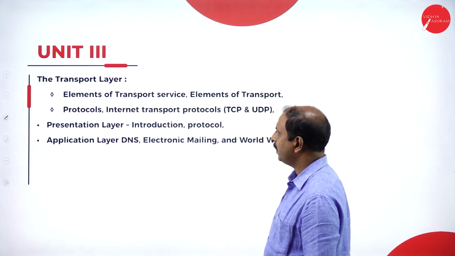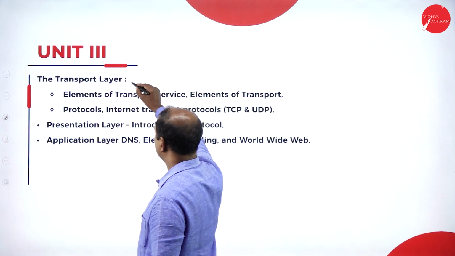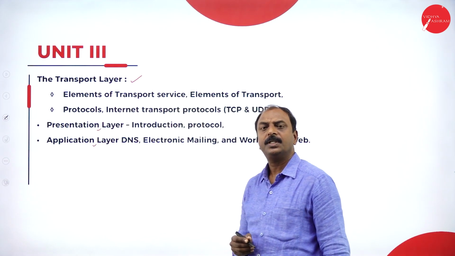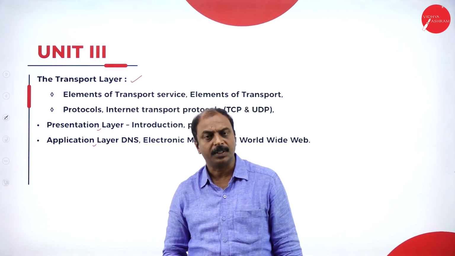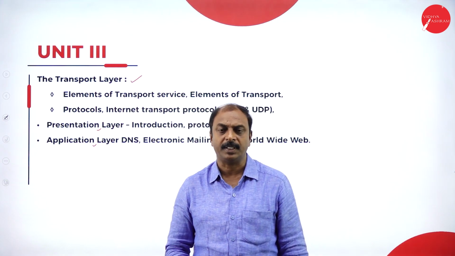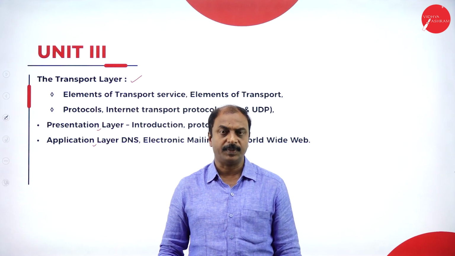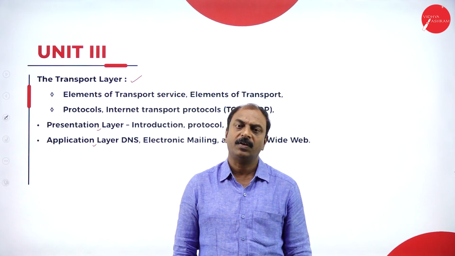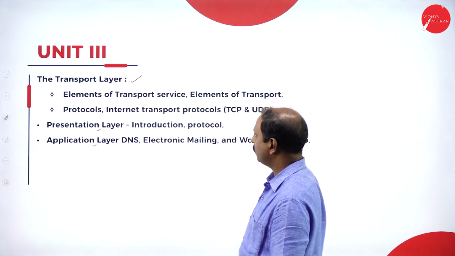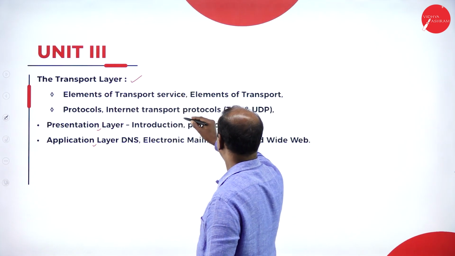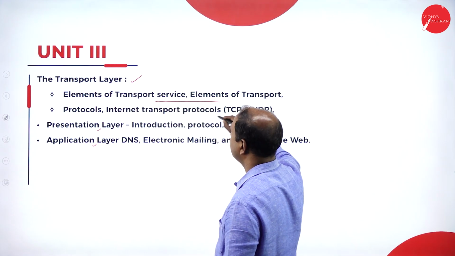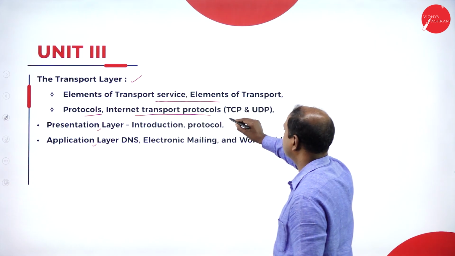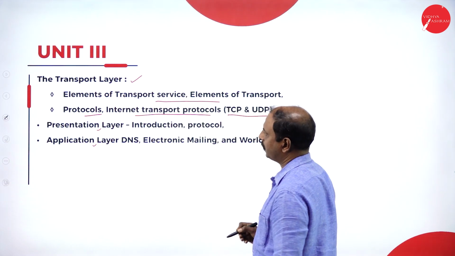Now in Unit 3 we are going to talk about the rest of the layers, that is the transport layer, presentation layer and application layer. In each and every layer we are going to talk about the technologies, functions and responsibilities, how it functions and how it works with respect to data communication, along with different protocols in each layer of the OSI reference model. In the transport layer we are going to talk about the elements of transport service and different protocols, internet transport protocols, that is we can discuss TCP and UDP protocols.